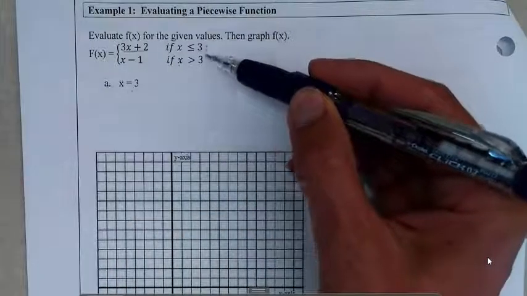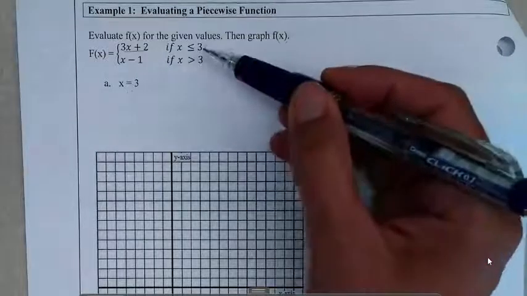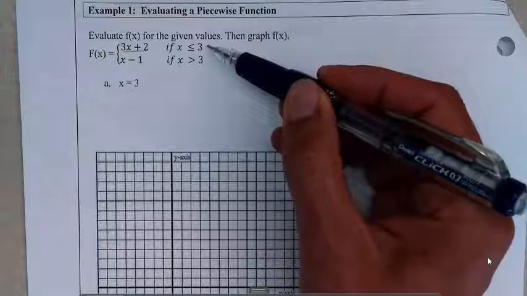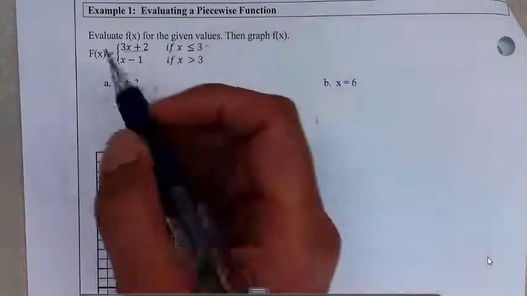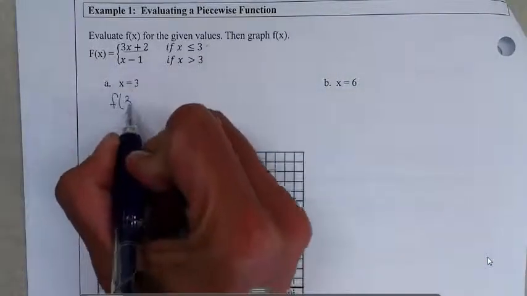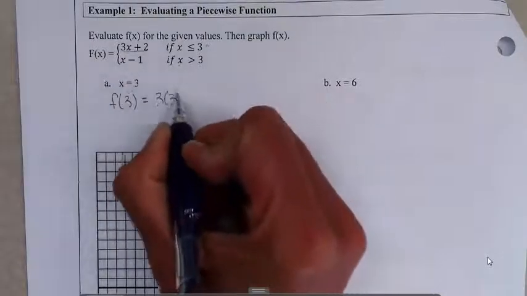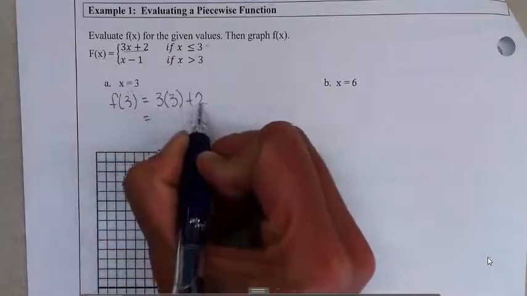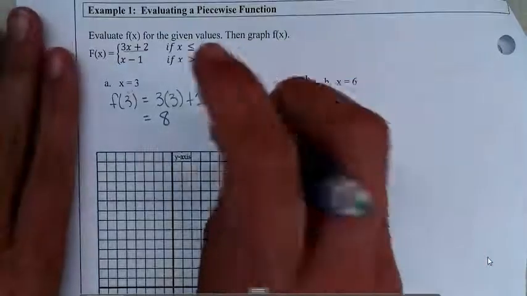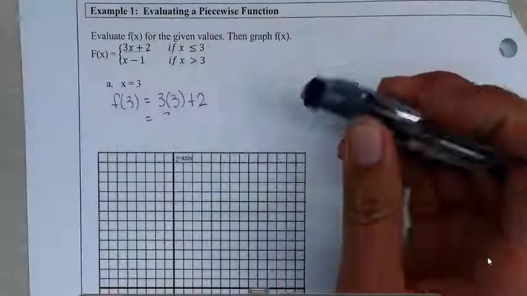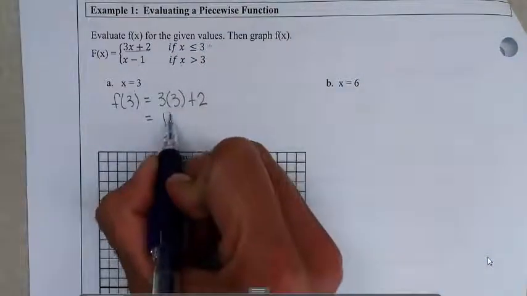Looking at A, it says when x equals 3. So which of these domains includes where x equals 3? That's correct, the first one, which means that when I'm evaluating this function at x equals 3, I need to use the first piece of the function. So f of 3 will be 3 times, and that's where I plug 3 in, plus 2. So that's 6 plus 2, that's 8. I lied. That's 9 plus 2, so that's 11.